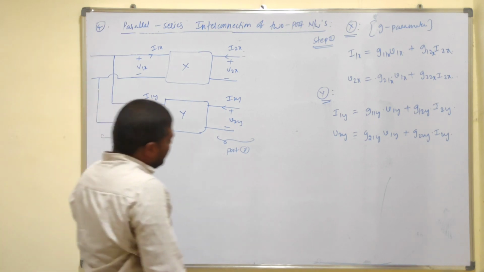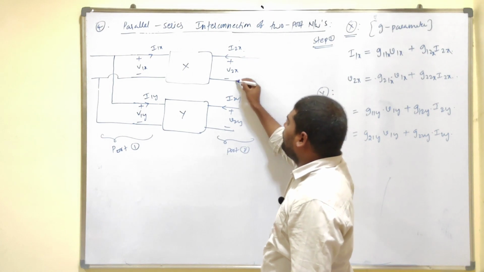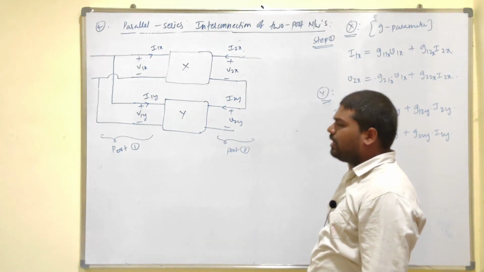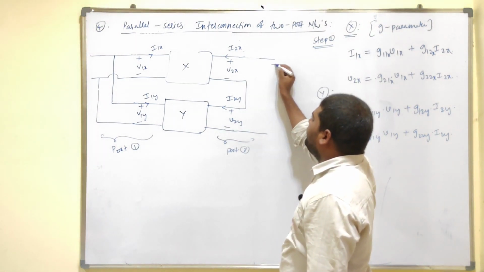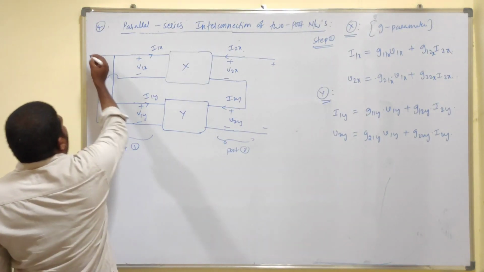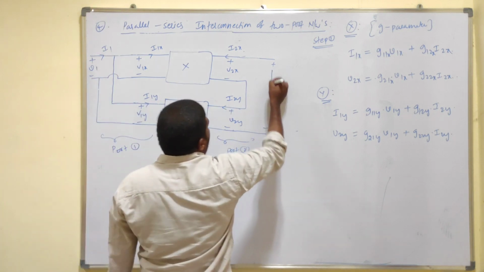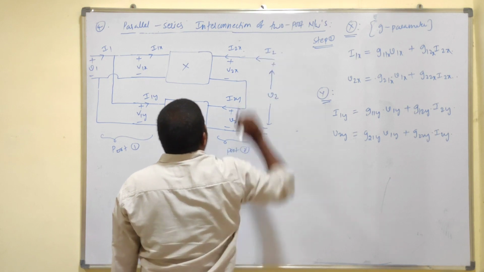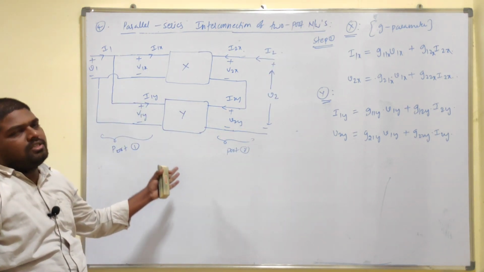And next, in the same way at port 2 we have series connection. For this series connection I have to make interconnection with second terminal to first terminal. Now it will form series path. So here the variables are v1 and I1, and here v2 and I2. So this is your parallel series interconnection of two port network.